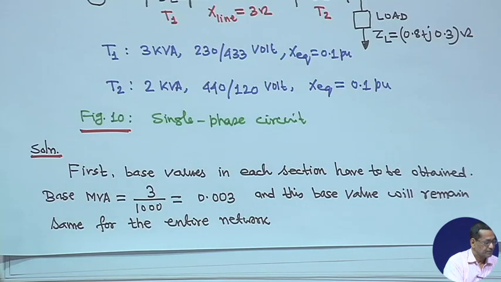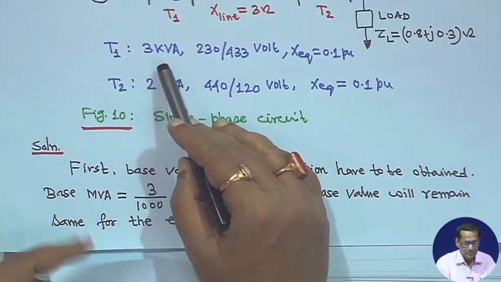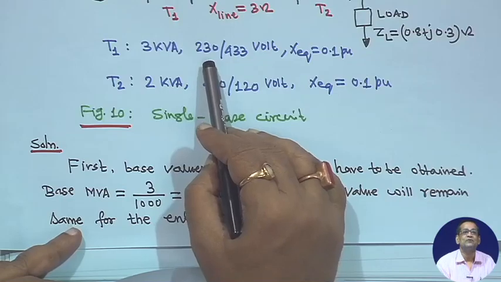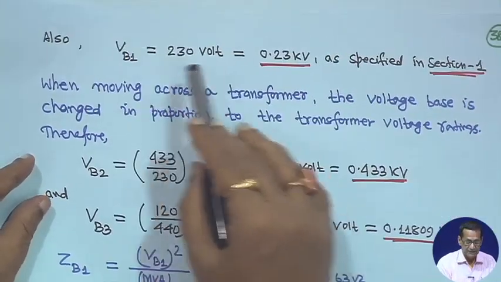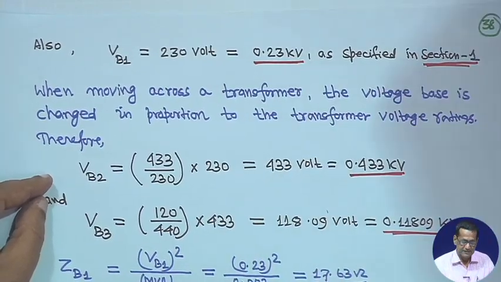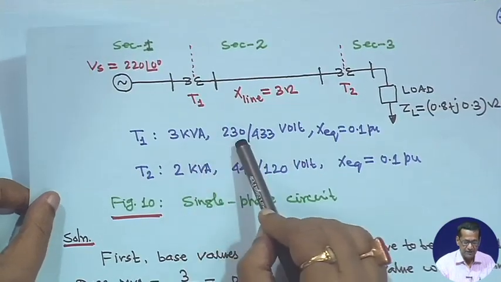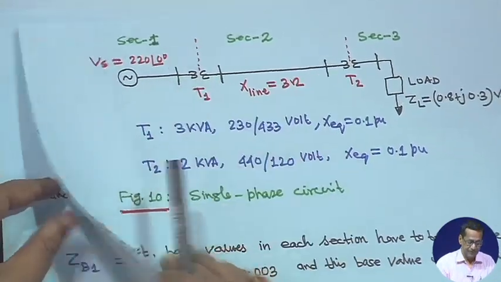And base voltage is given as 230 volt, basically for this transformer 3 kVA and 230 volt is given as the base for you. Therefore, for section 1 you write that voltage base 1 is 230 volt, that is 0.23 kilovolt, as specified in section 1, because transformer T1 is 3 kVA 230 volt. So, this side is section 1.